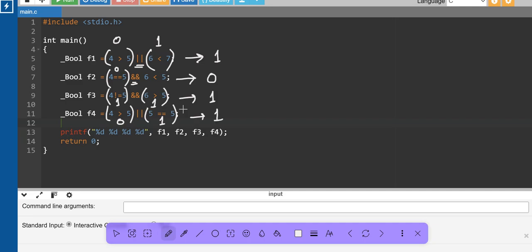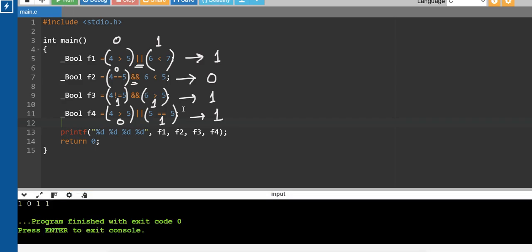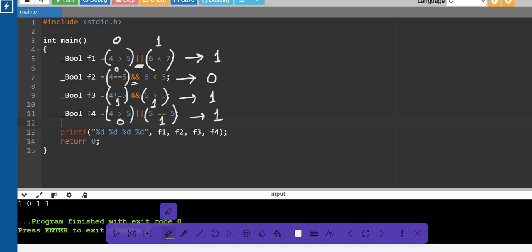Okay, so now let us check with the compiler. Okay, now see the outcome. It is fine, totally fine. Whatever we have evaluated, you can see our first one is true, so we get true. Second one is false, so we get false. Third one is true, so we get true, and fourth one is true, we also get true.